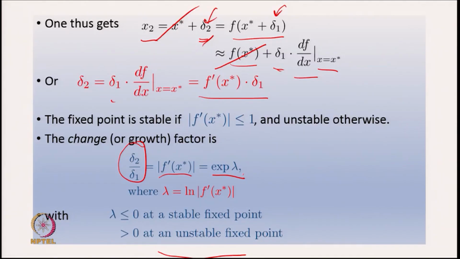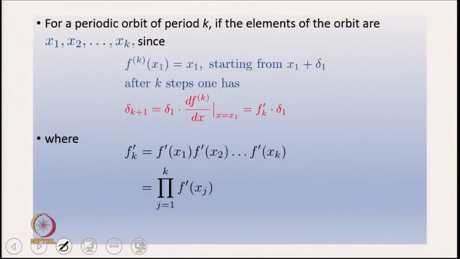And so, this quantity lambda being bigger than 0 or less than 0 is more or less the same as f prime being less than 1 in modulus, but this can generalize. So, if we now look at a periodic orbit of period k, and if the elements of the orbit are x1, x2, etc., all the way up to x sub k, now f to the k of x1 is equal to x1, that is the statement of the periodic orbit.